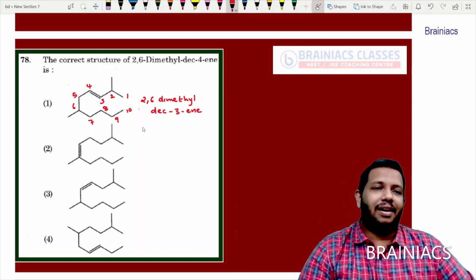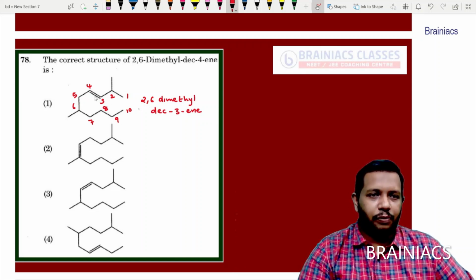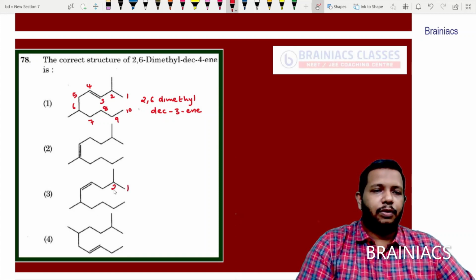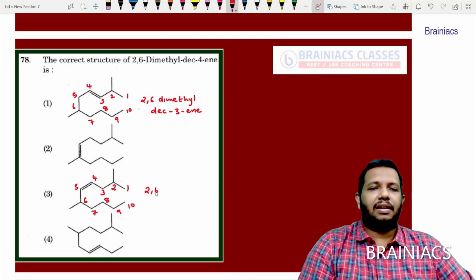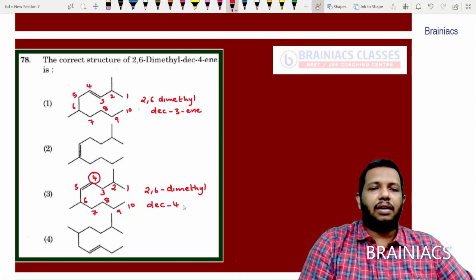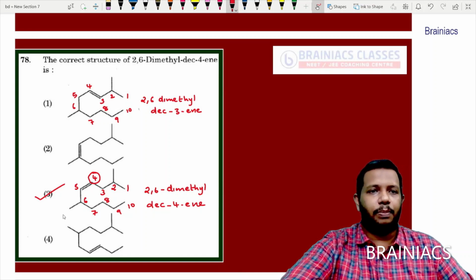Look at how intelligently they have kept the first option. Similar to this one, we only need to change the double bond from this position to this position, which is present in option 3. Now we will number it 1, 2, 3, 4, 5, 6, 7, 8, 9 and 10. Here again 2,6 dimethyl, 10 carbon atoms so dec, and between 4 and 5 minimum number is 4, so it is dec-4-ene. I can say option 3 is the correct answer. I hope it is clear for you.